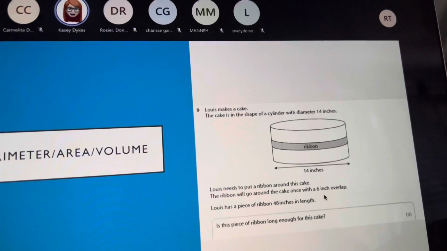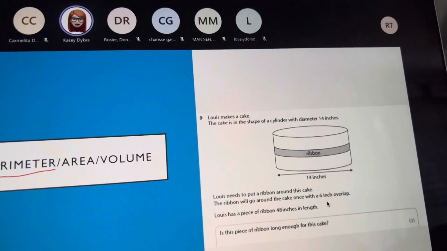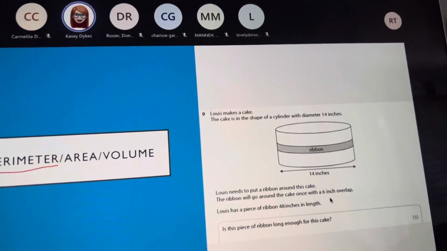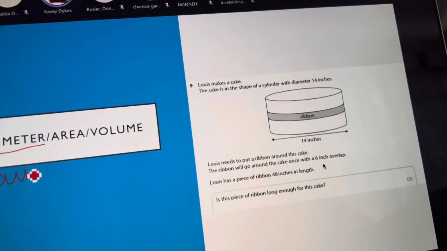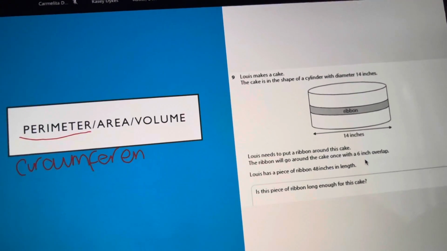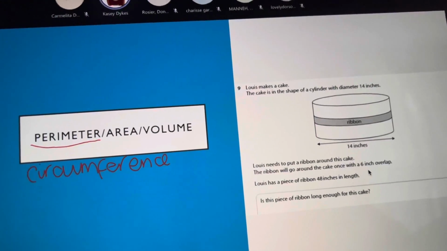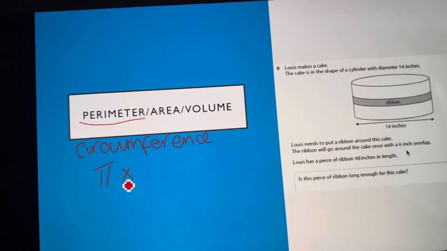So because we're putting the ribbon around the outside, we're looking really for the perimeter, but it's a circle. So perimeter for a circle, also known as circumference. You don't have to know that necessarily, but you do need to know the formula to find it. So to find the circumference of a circle, it's pi times the diameter.